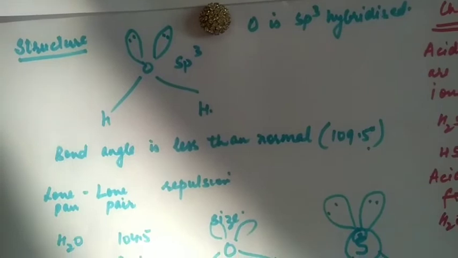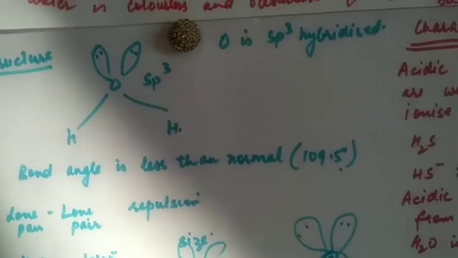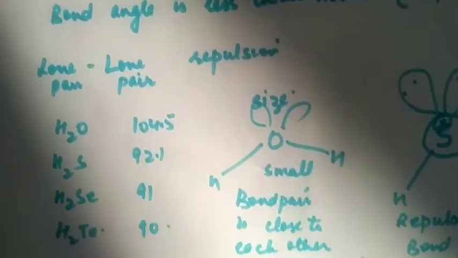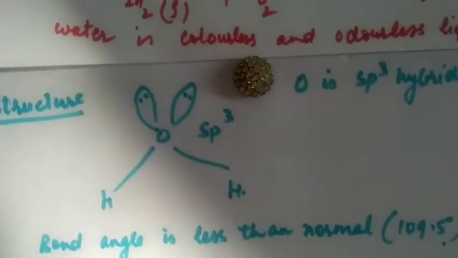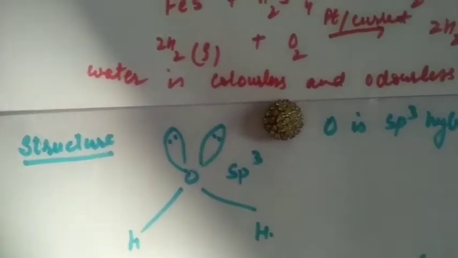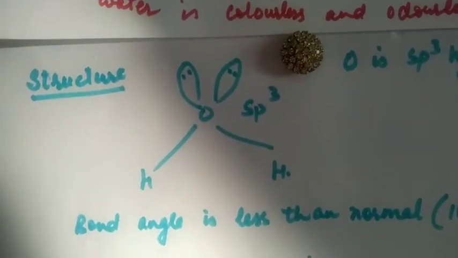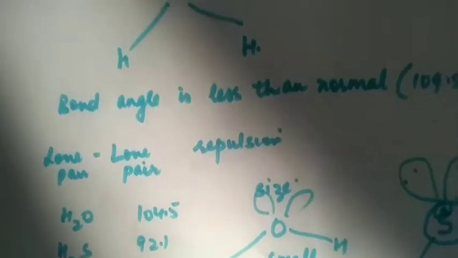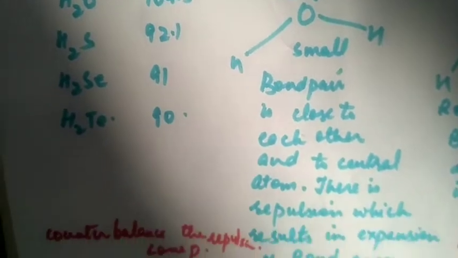The bond angle is less than normal. The normal tetrahedral bond angle is 109.5 degrees, but in case of water it's 104.5 degrees. This is because of the lone pair repulsion, which forces the oxygen hydrogen shared pairs towards each other. But in other hydrides the bond angle decreases furthermore.